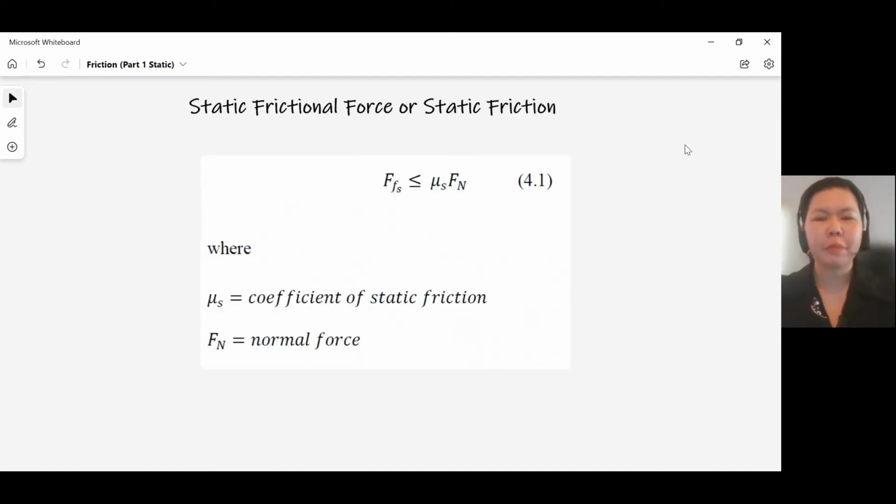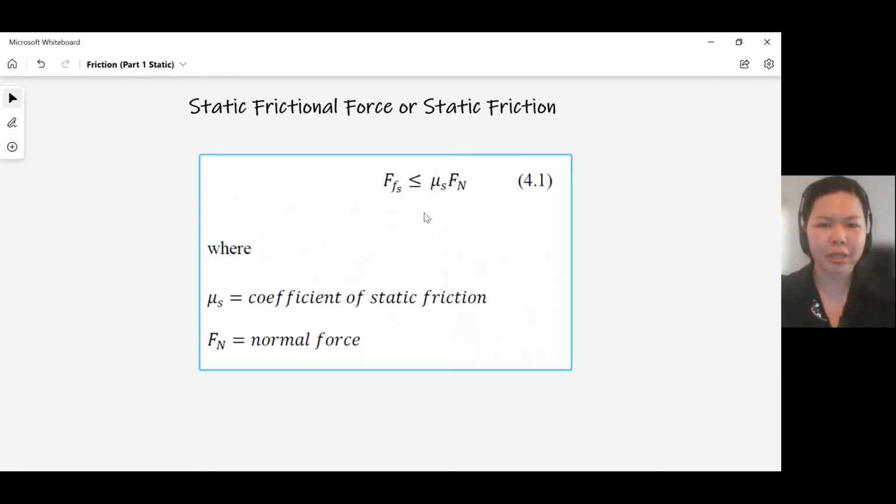In equation form, static friction or static frictional force F sub S is expressed as F sub S is less than or equal to mu sub S times Fn, where mu sub S is the coefficient of static friction and F sub n is the normal force.